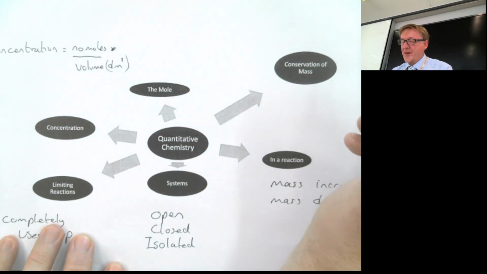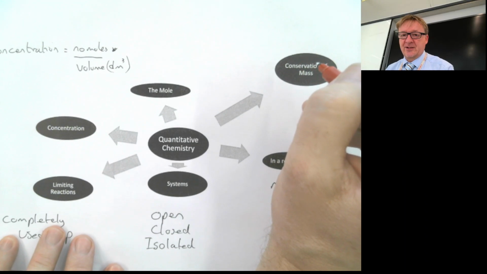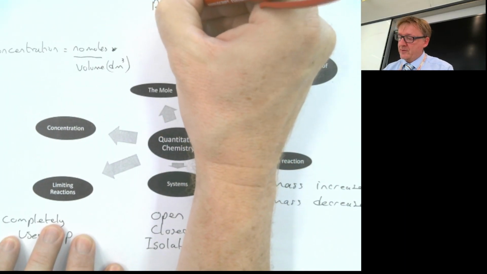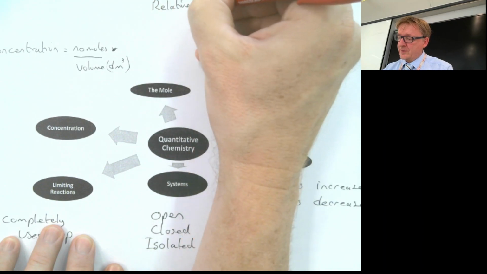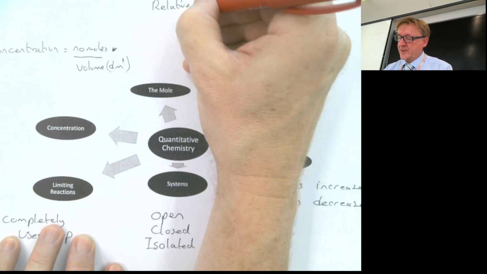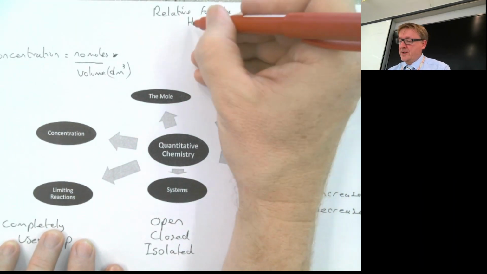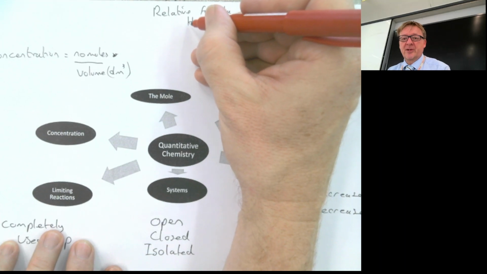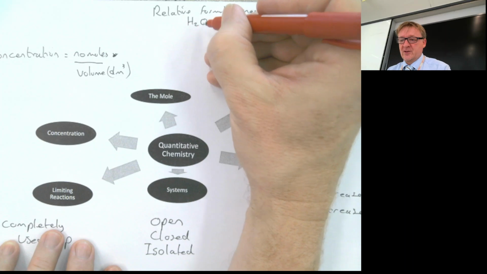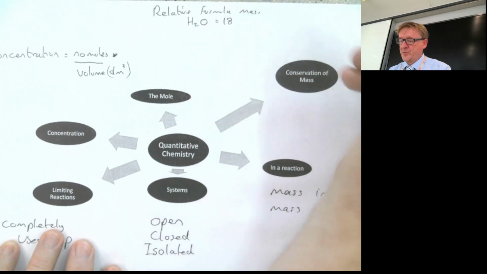When we start talking about the mole, these are the most common questions that are asked to do with the mole. You need to know what the relative formula mass is. For example, if I've got H2O, the relative formula mass of H2O: hydrogen is 1, the big number on the periodic table for hydrogen, and then oxygen is 16. So it'd be 16, 17, 18, so the relative formula mass of water will be 18.